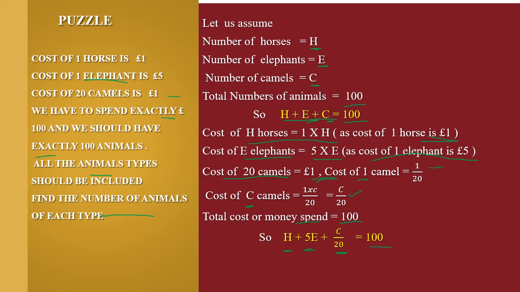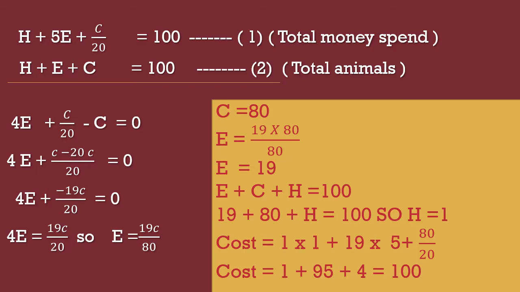Now we need to solve the equations and get our result. Okay, now we have two equations. The first equation is H plus 5E plus C by 20 equals 100. That is the total money spent. The second equation is H plus E plus C equals 100. That means the total number of animals. Now we are subtracting equation 2 from equation 1.